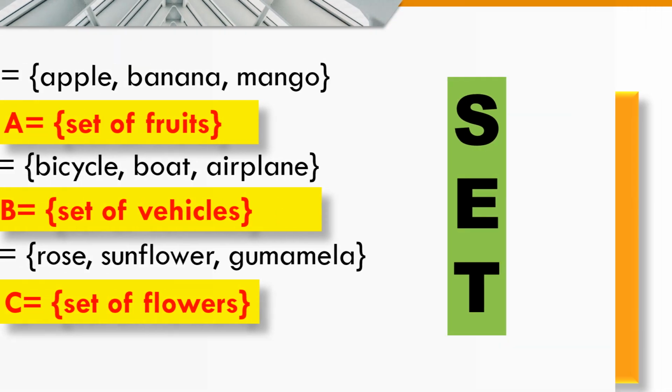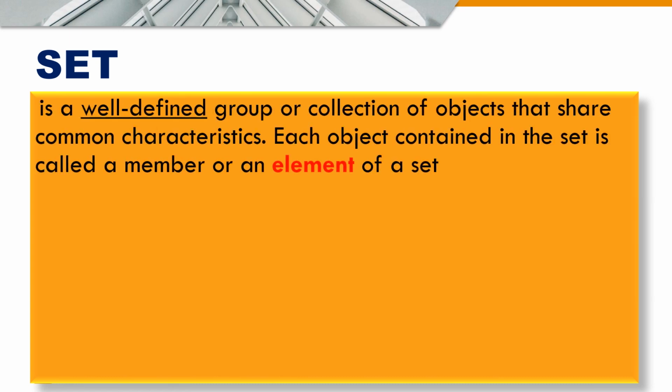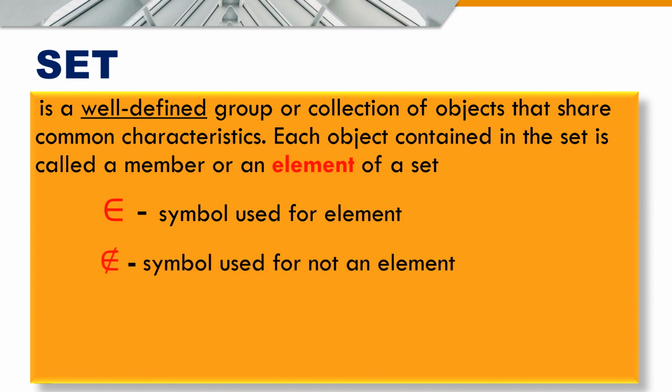A set is a well-defined group or collection of objects that share a common characteristic. Each object contained in the set is called a member or an element of a set. This is the symbol used for element. And this is the symbol used for not an element.